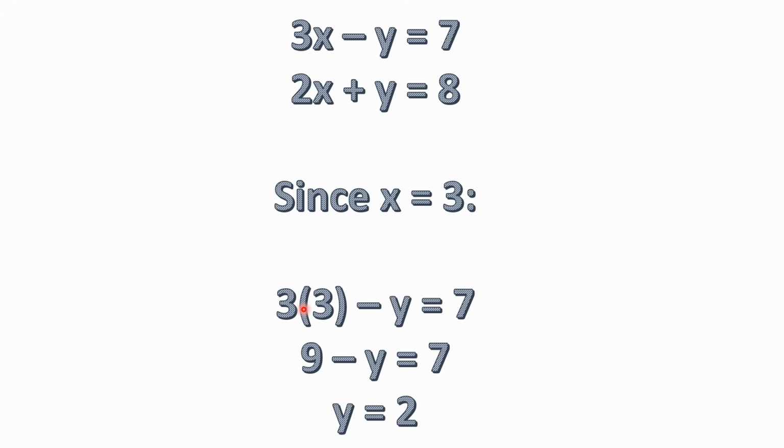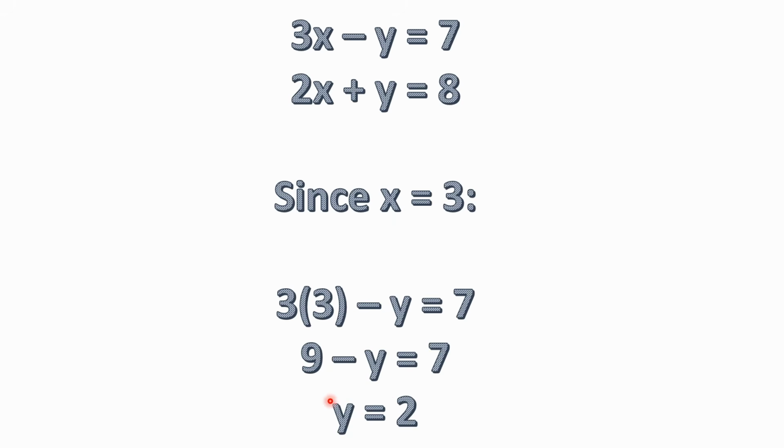Keep in mind this 3 times the 3 in parentheses is an implicit multiplication. That's the same thing as using a multiplication symbol. So 3 times 3 is 9. That's how we get this 9 here. So it's 9 minus y equals 7.